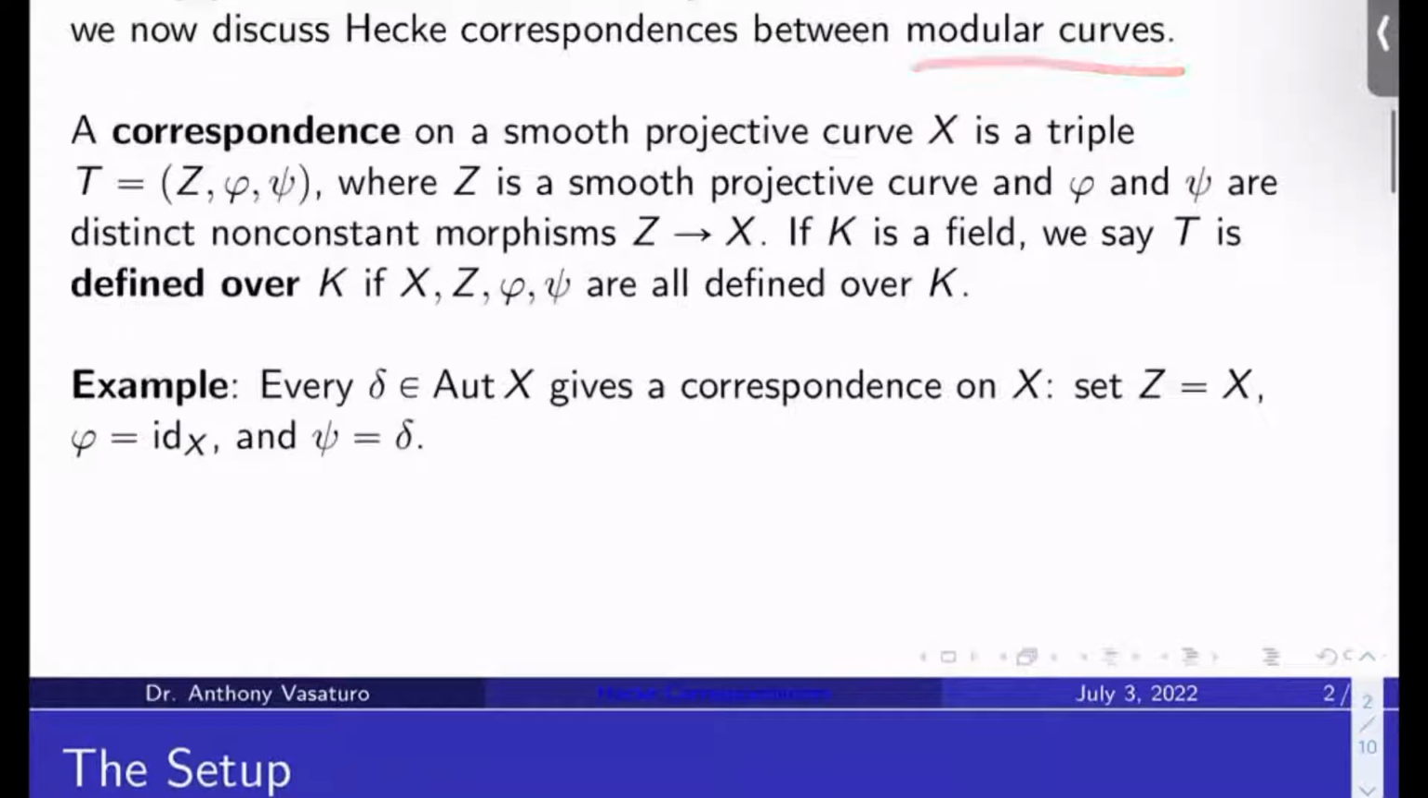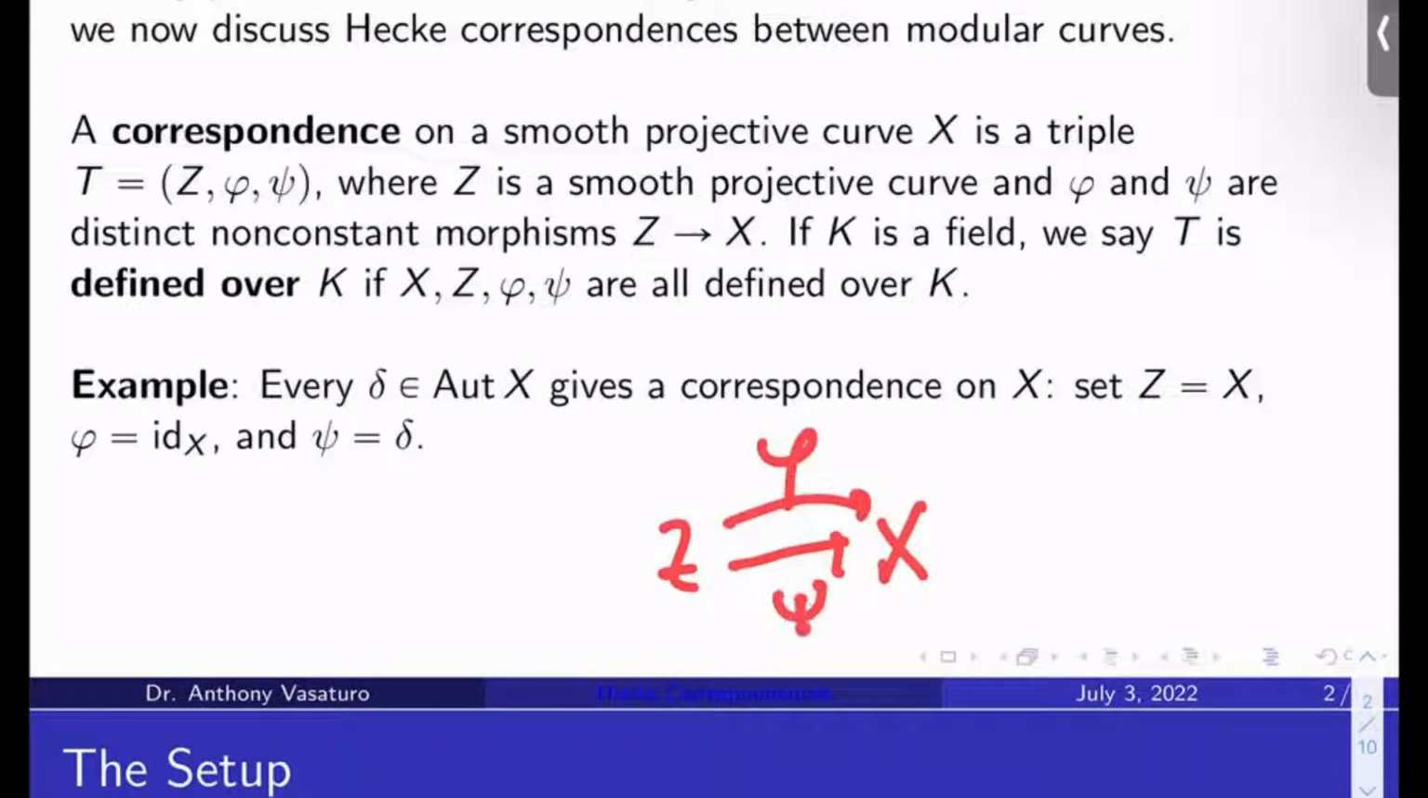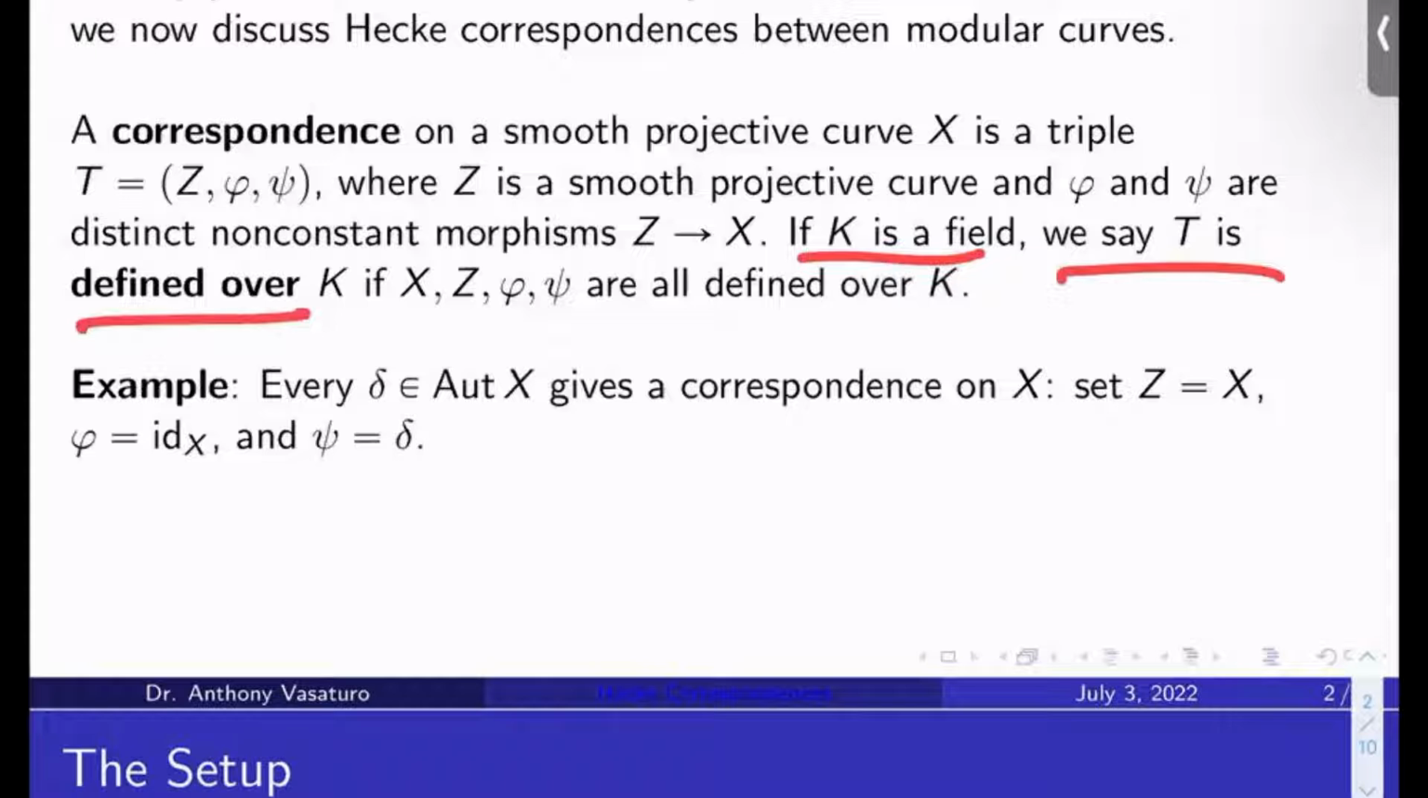And a correspondence on a smooth projective curve X is just a triple, which we'll call T, given by Z, a smooth projective curve, and phi and psi, which are distinct non-constant morphisms from Z to X. So the picture I have in my head is something like this. You've got your phi and your psi, both going from Z to X, and they're distinct non-constant morphisms. If K is a field, we'll say T is defined over K if X, Z, phi, and psi are all defined over K, of course.